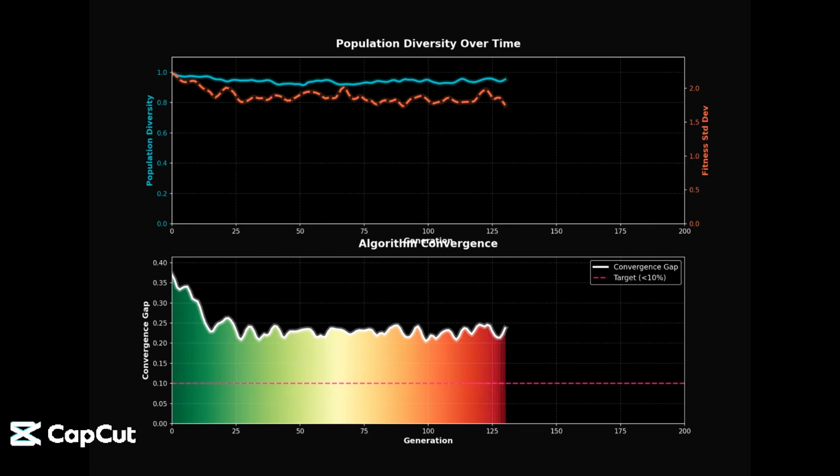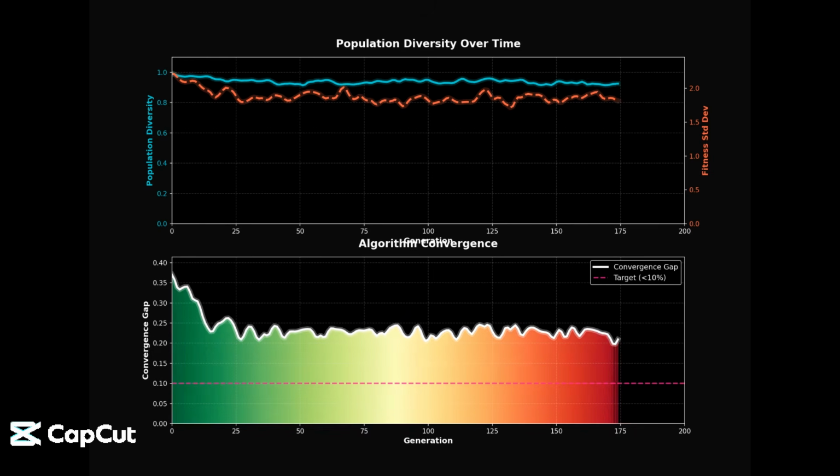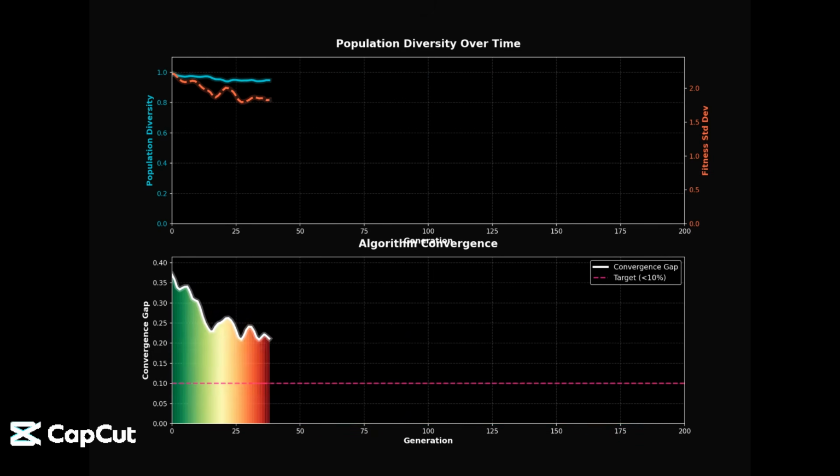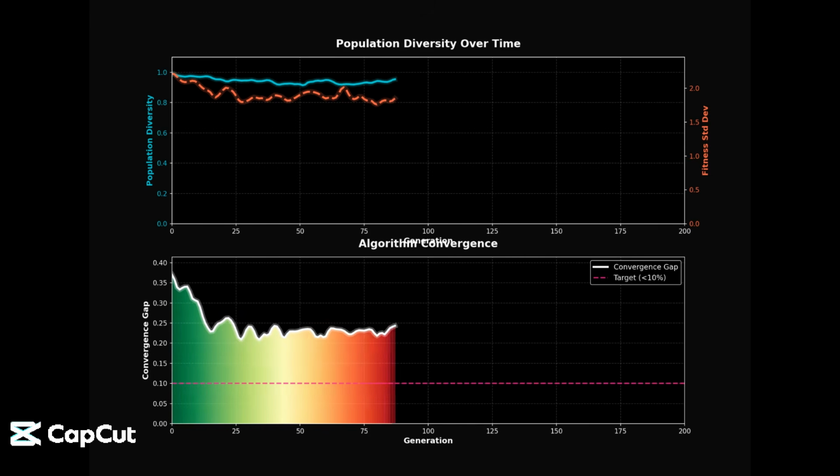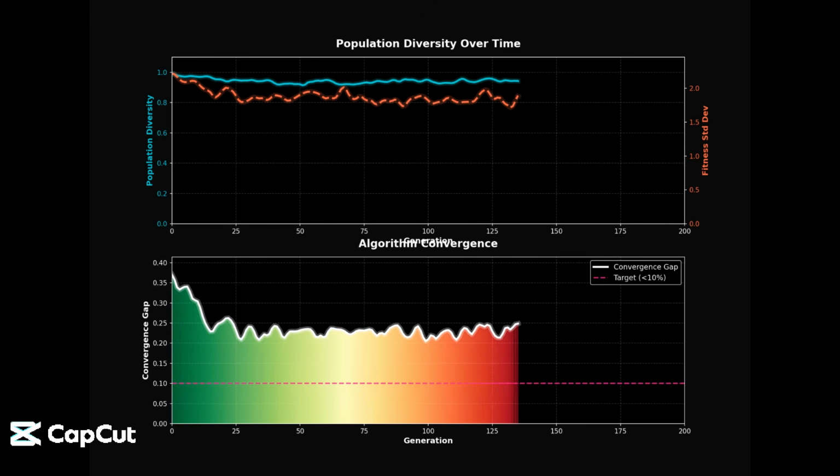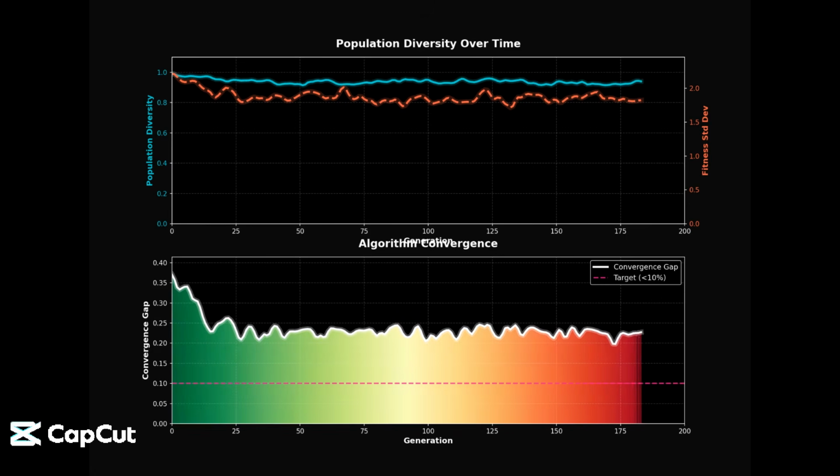Bottom panel is the convergence gap, the normalized difference between the best and average fitness. When this gap is large, only a few individuals are performing well. When it's small, everyone's caught up. See that dashed line at 10%? That's our convergence threshold. Once we cross below it, the population has largely unified. What we need is the curve to go below the 10% line.